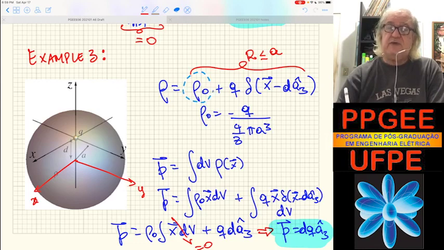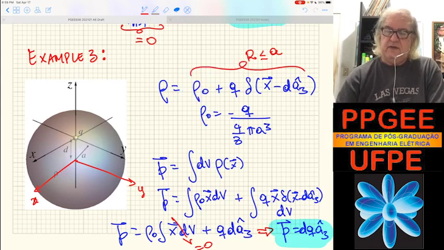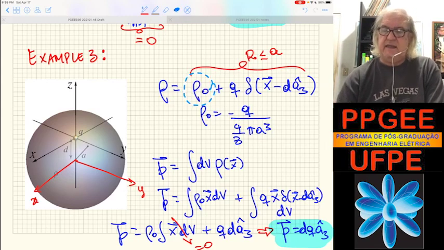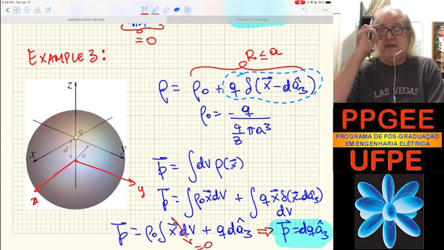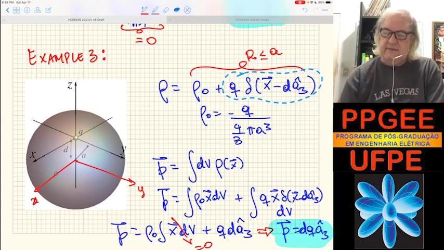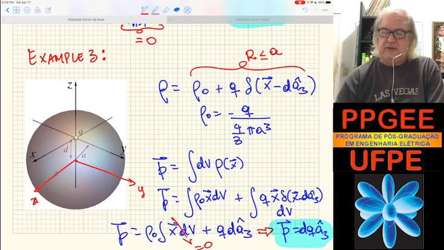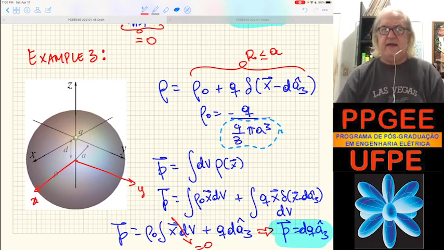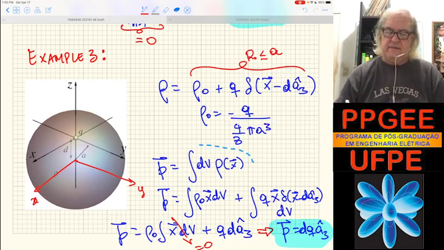Let's assume that the cloud is uniformly distributed on the sphere. So we have the rho 0 density, and the density associated to the point charge, which is the nucleus, let's say. It's a localized system. And the density of the electronic cloud is uniform, so the total charge is minus q divided by the volume of the sphere, 4/3 pi a cubed. So applying the definition, what happens?